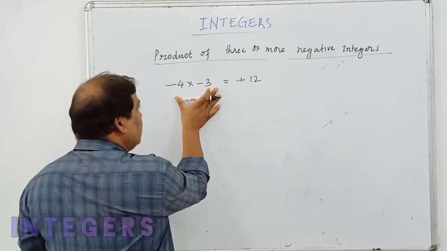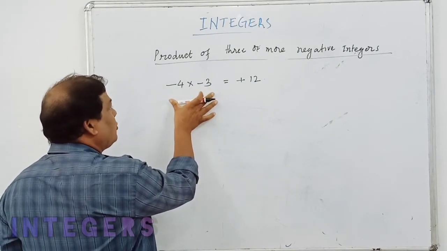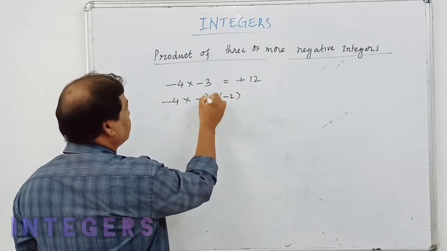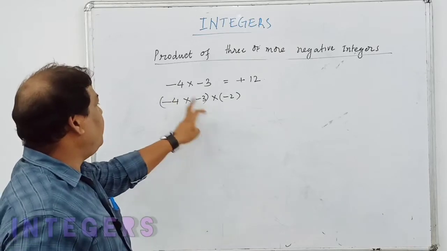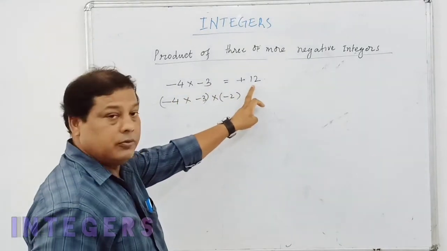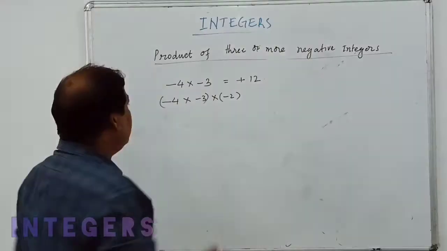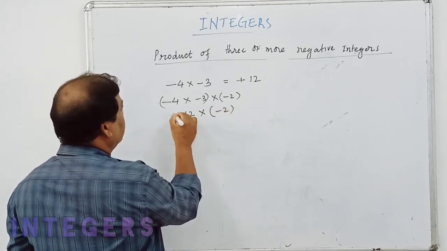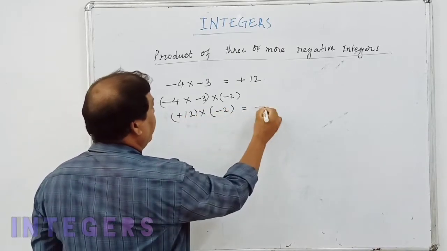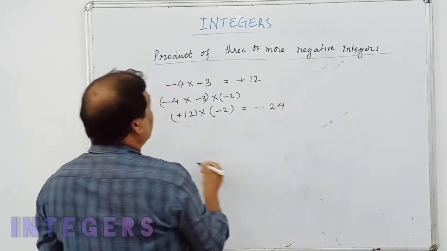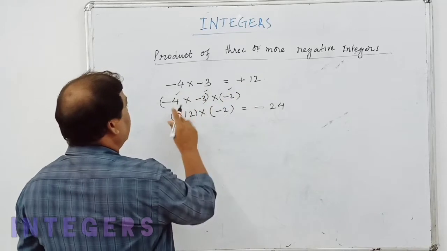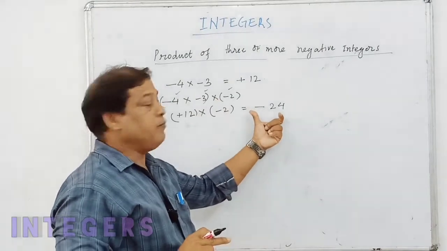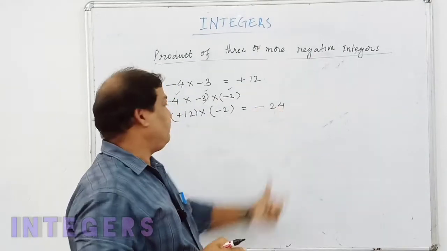Now I will take more than 2, that is minus 4, minus 3, then minus 2. So minus 4 and minus 3 we have already done here; the result will be 12. So here 12 is multiplied with this minus 2. So plus times minus is minus: 12 2s are 24. So here are 3 negative integers, minus 4, minus 3 and minus 2. With 3 negative integers, the result will be minus 24, meaning a negative sign.